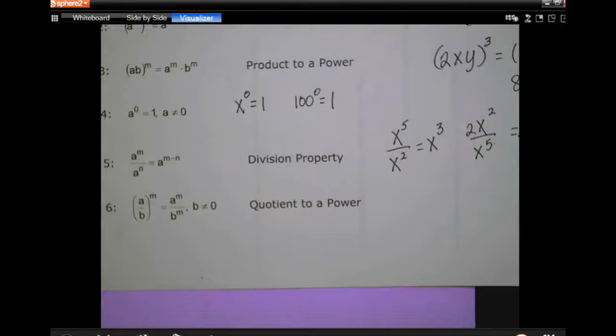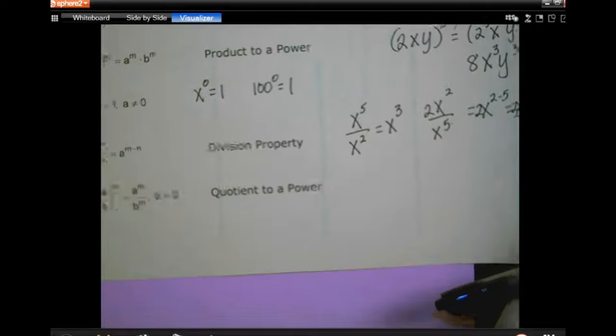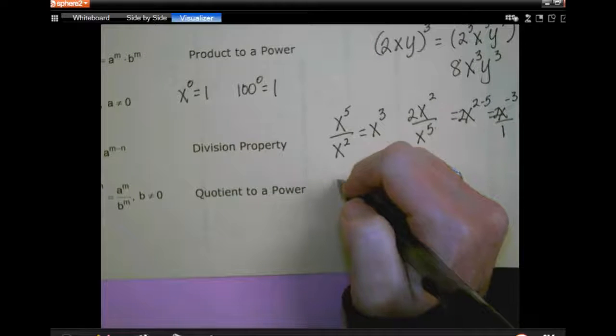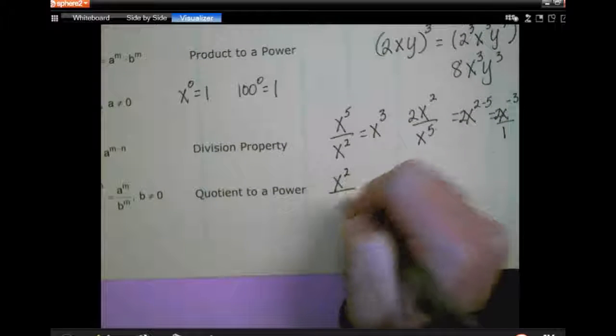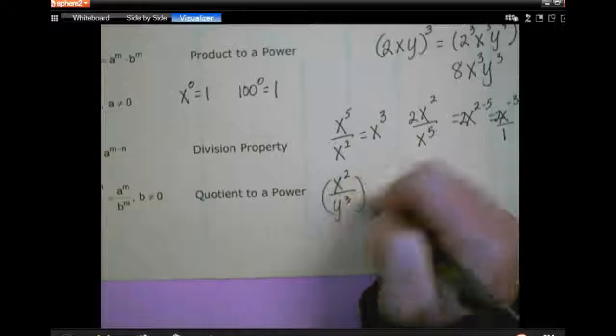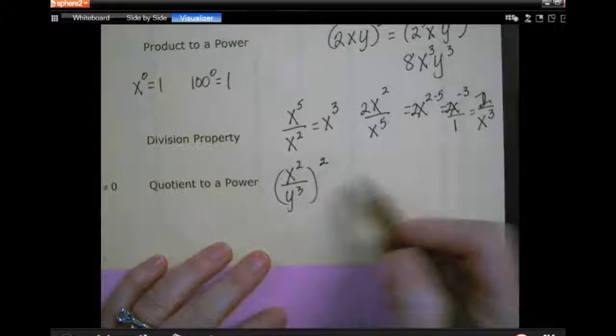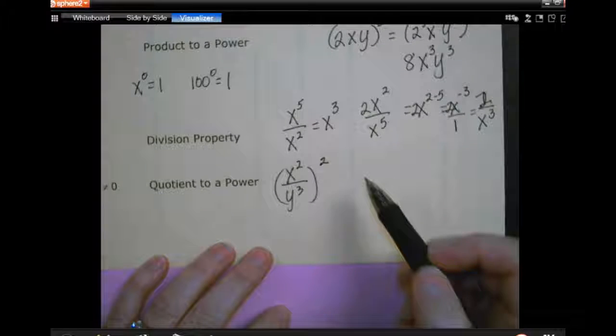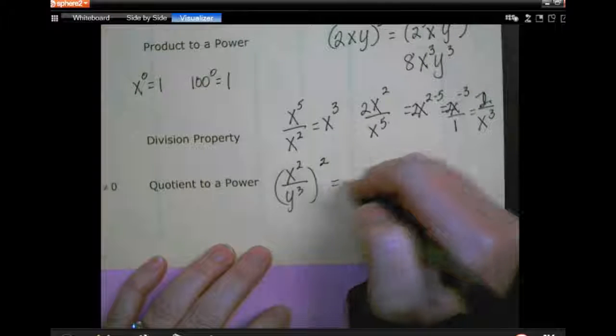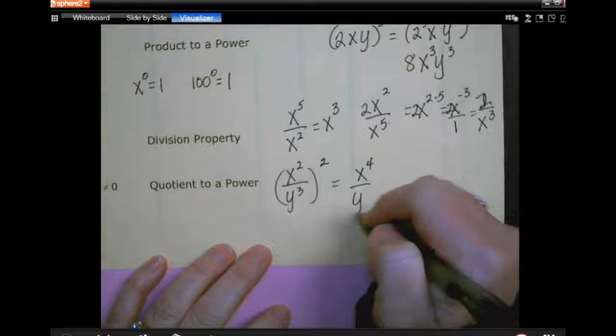Okay, so the last one I want to talk about is when I'm dividing and I raise it to an exponent. So first of all, when you raise to an exponent, you multiply. So I'm going to get x to the 4th over y to the 6th.